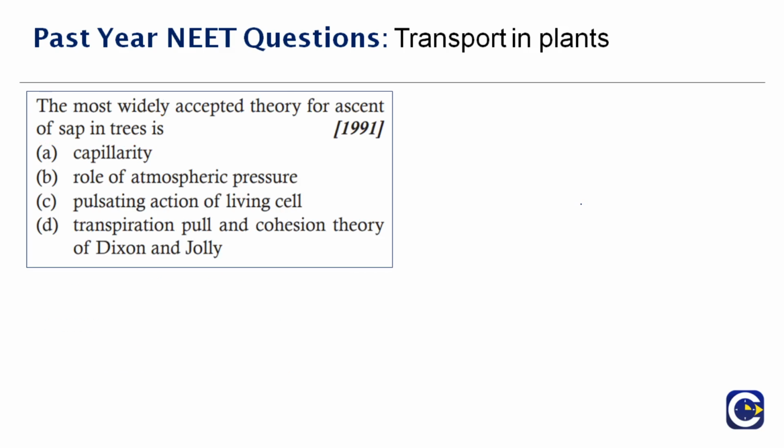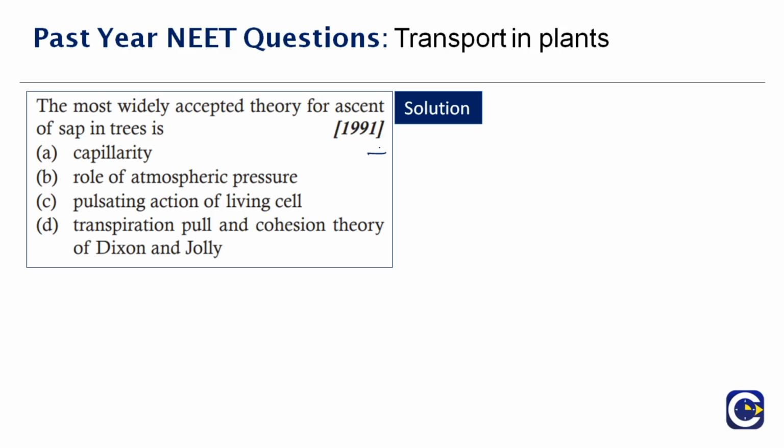Next question here. This question was asked in the year 1991. The most widely accepted theory for ascent of sap in trees. Again an easy question. We just now saw about the ascent of sap, right? Where we saw the column of xylem. What is it involved in? It is involved in cohesion and adhesion. Likewise, the most widely accepted theory for ascent of sap in trees is the transpirational pull and cohesion theory. I gave you a clue, right? Cohesion and adhesion is related to ascent of sap.